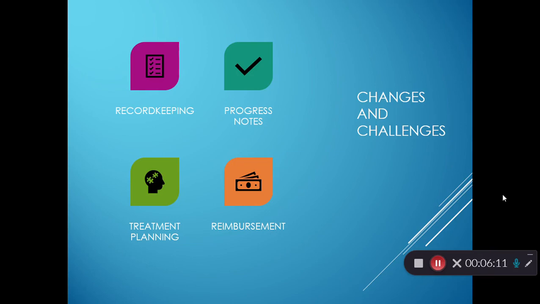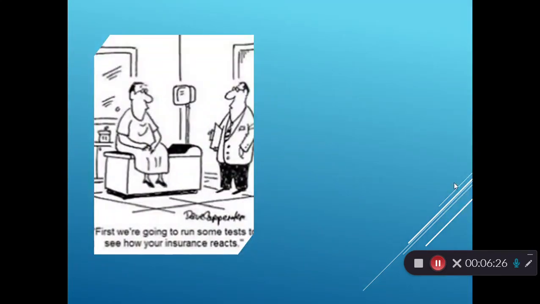How our record keeping is done and the progress notes that we have are incredibly important to the billing process, and our treatment plan needs to be very reflective of that specific client, and we're going to go over those in more detail. I put this here because it is kind of funny. That's kind of how you feel. Like, we're going to see what happens.